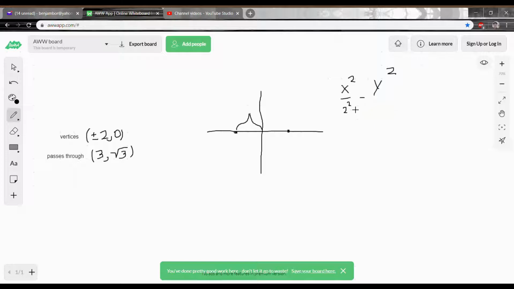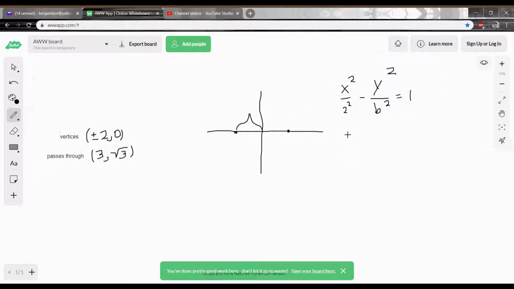And we're going to have an unknown b. And we don't know how to find that b immediately. We don't have equations for the asymptotes, but we are given a point that one of the branches of the hyperbola passes through. And that is positive 3, positive square root of 3. So we can plug that point into our equation to solve for b.